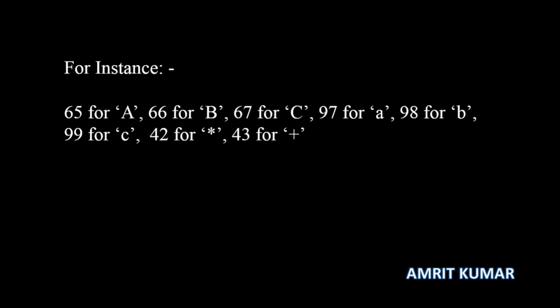So if we write, for example, 65, then 65 is understood by the computer or the compiler as capital A. 66 is understood as capital B. 67 is understood as capital C. 97 is understood as small a. 98 is understood as small b. 99 is understood as small c. 42 is understood as asterisk. 43 is understood as the plus sign. So this is how ASCII works for character constants.